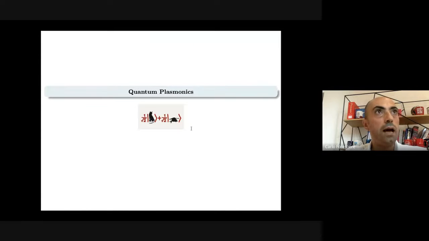Now we have introduced classically the surface plasmon polariton and the localized surface plasmon, which happen respectively at the interface between a metal and a dielectric and in small metal nanoparticles. Now we will see in a very qualitative way how we can quantize them.